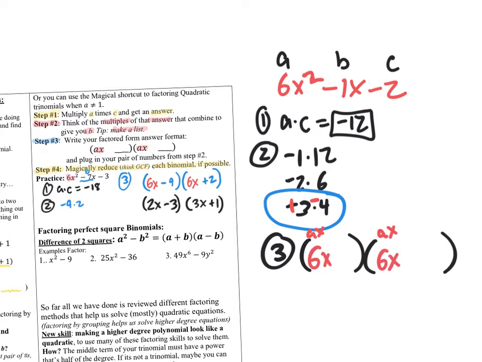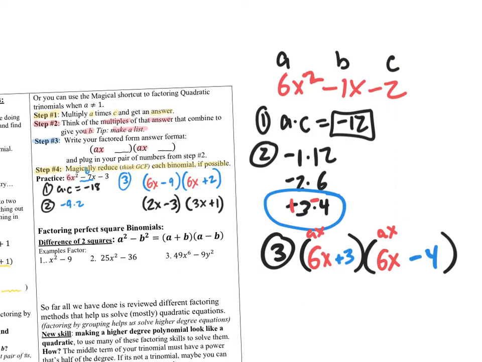Now, what if I would have had like a 4x squared? I'd put 4x and a 4x. If I had a 3x squared, I'd put a 3x and a 3x. Whatever your a is, just put an x right there. 6x, 6x. And then you take the pair of numbers from step 2 and plug them into those blank spots, the +3 and the -4.